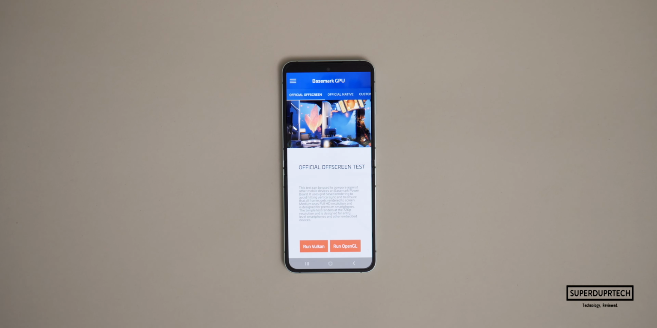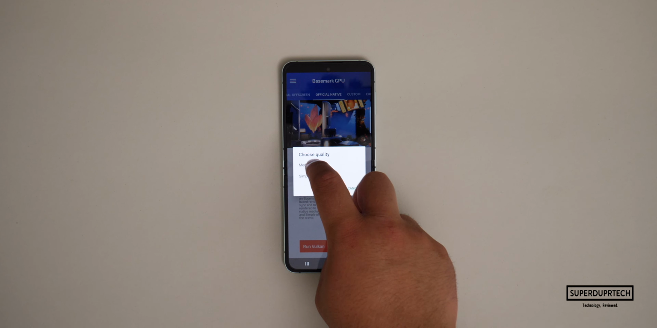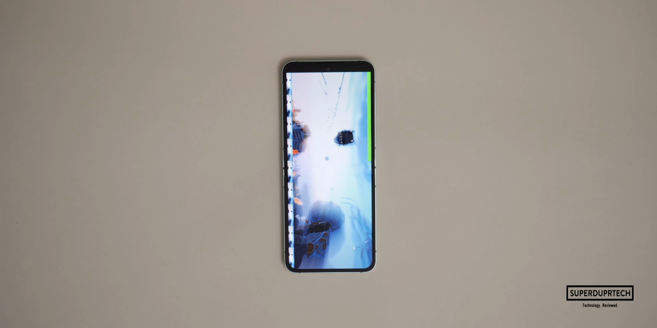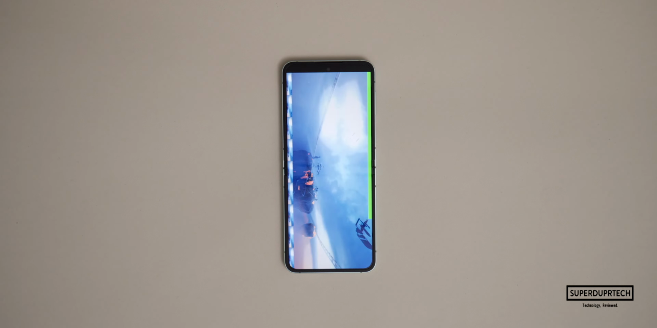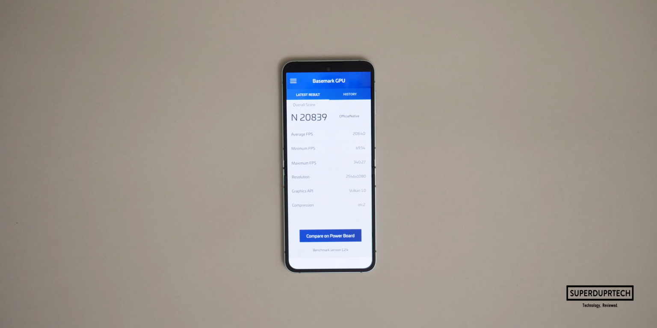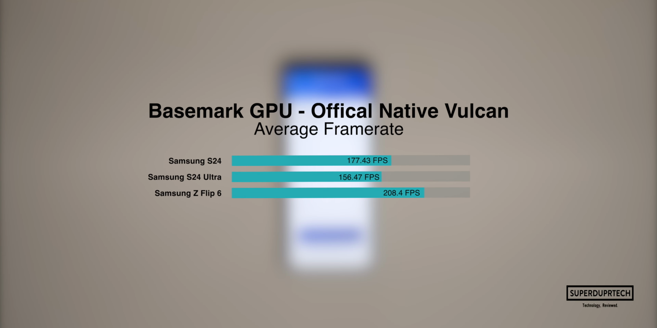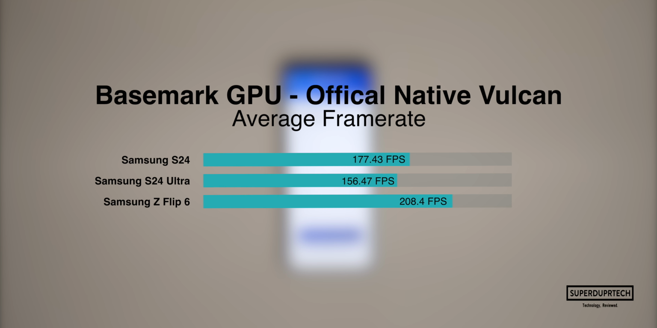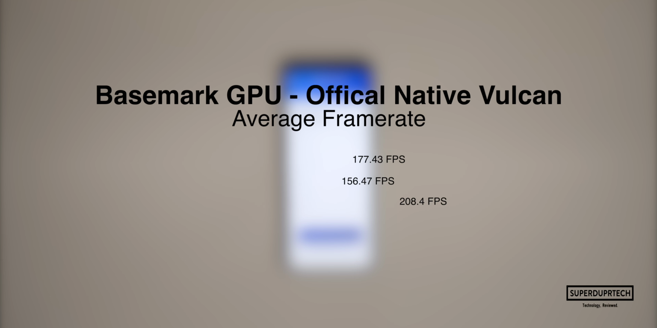I then ran the official native Vulkan test, which is run at the native resolution of the Z Flip 6. Now when running this test, I got a score of 20,839, with it scoring an average frame rate of 208.4 frames per second, which is once again higher than the S24 and the S24 Ultra, which scored an average frame rate of 177 and 156 frames per second respectively.